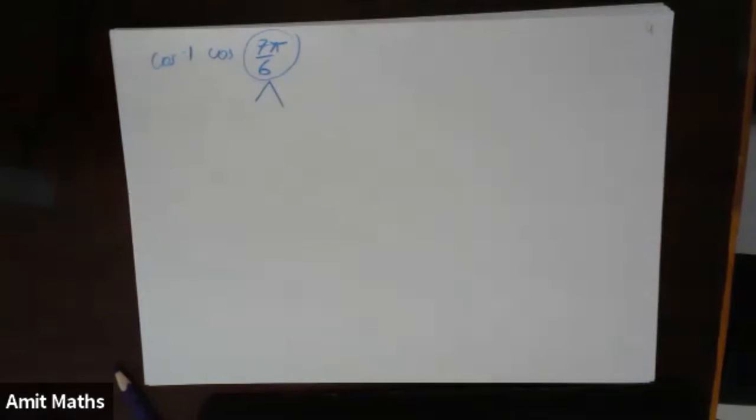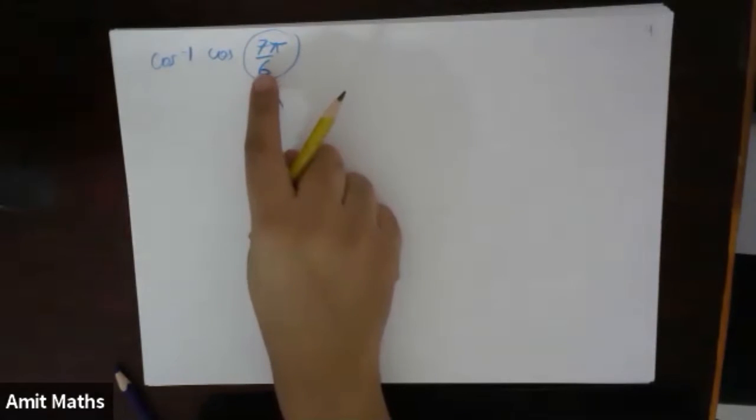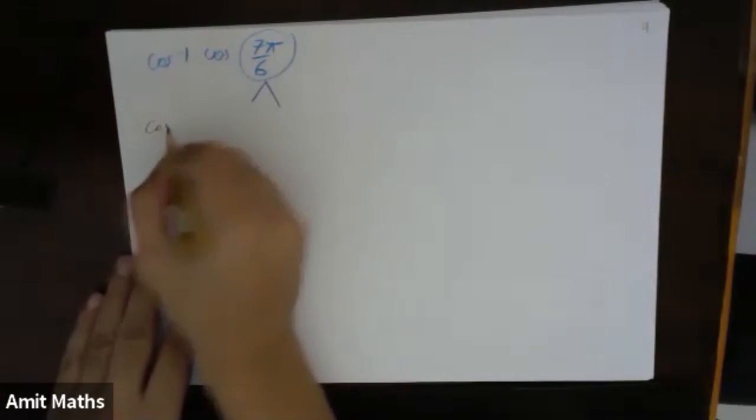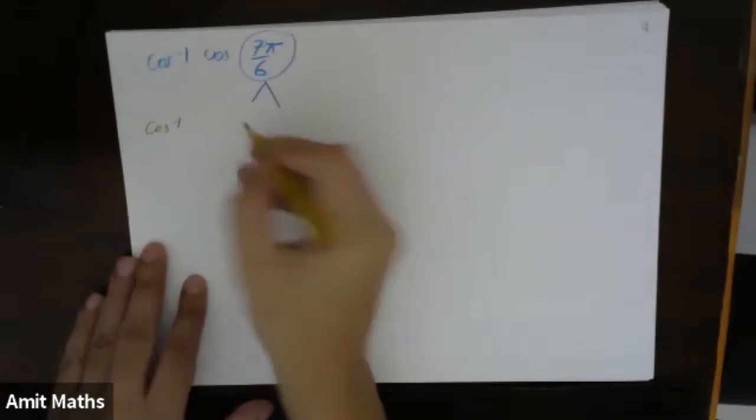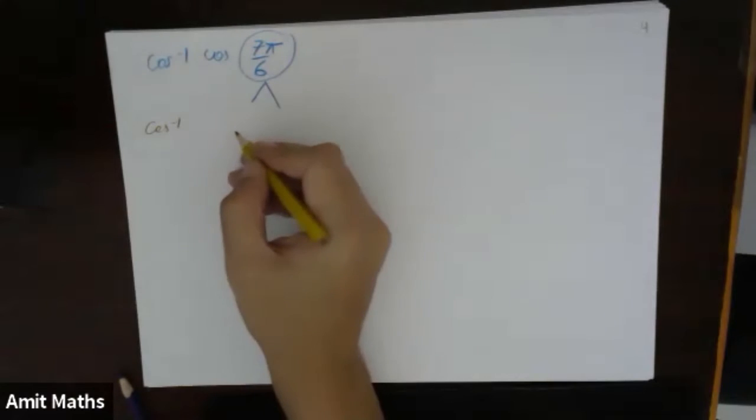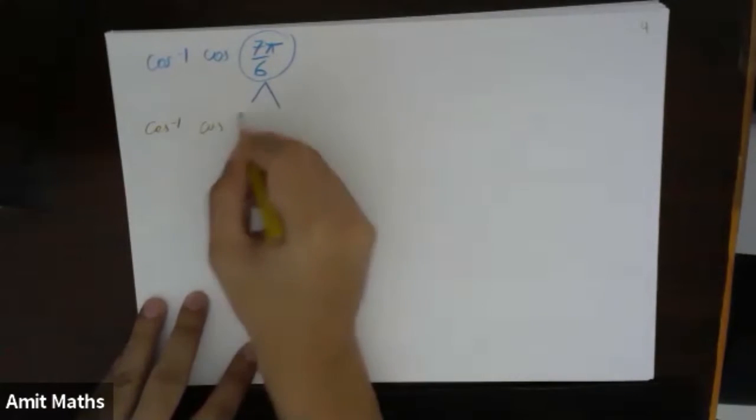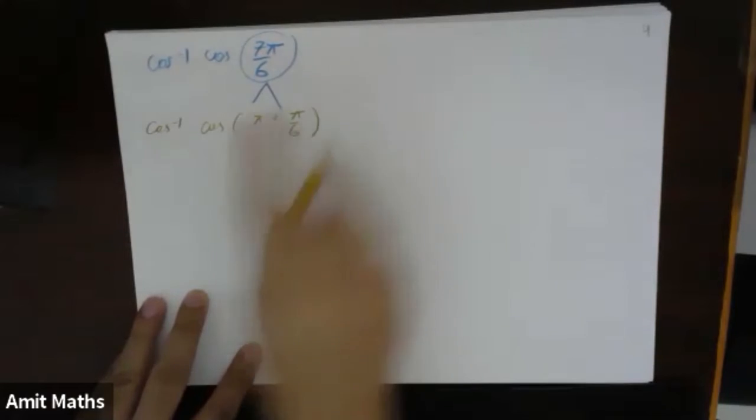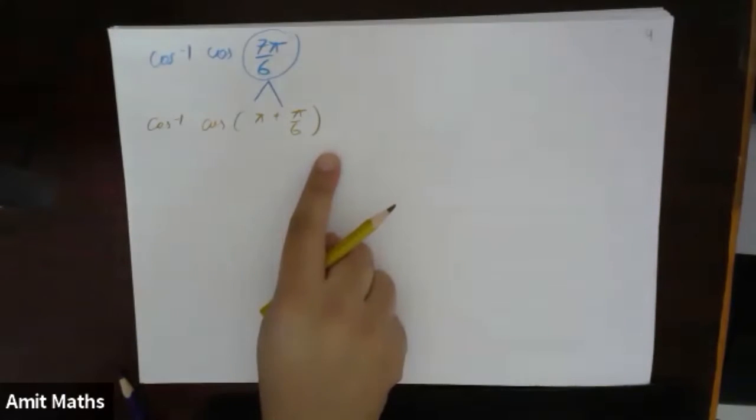This 7 pi by 6, I can write in which form? Let's see. Let's try to write it down. First thing is, I can write this in the form of pi plus pi by 6. So if we have cos inverse of cos of pi plus pi by 6, one way of writing is this.